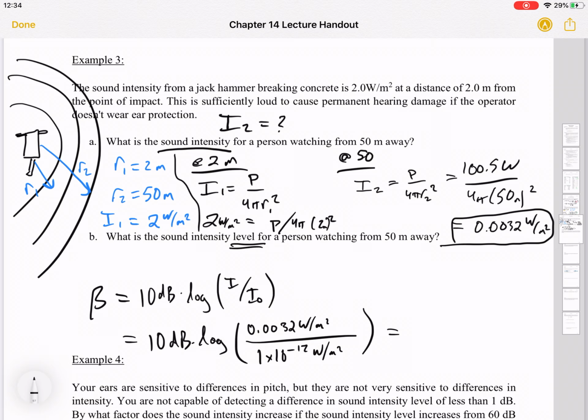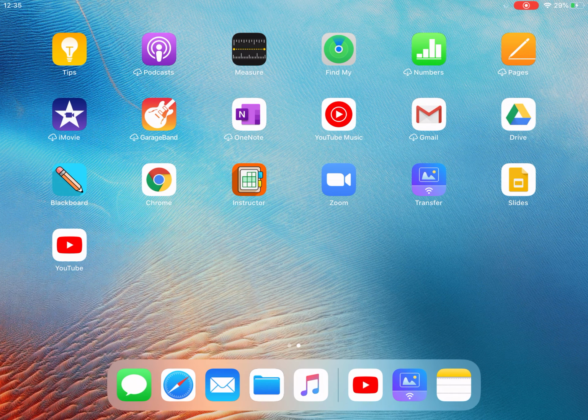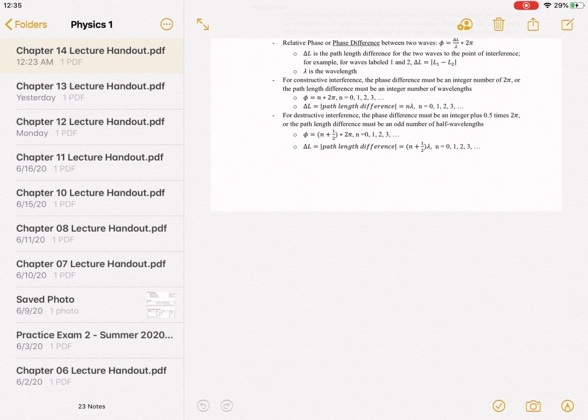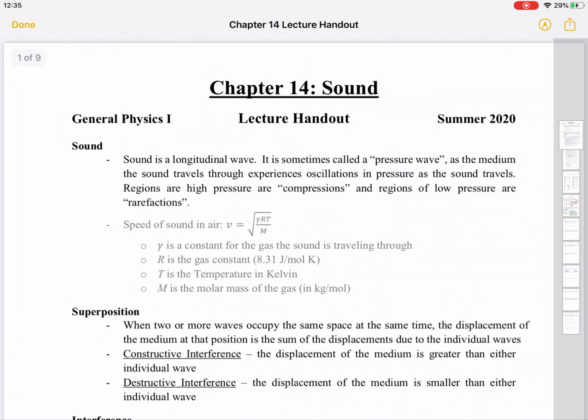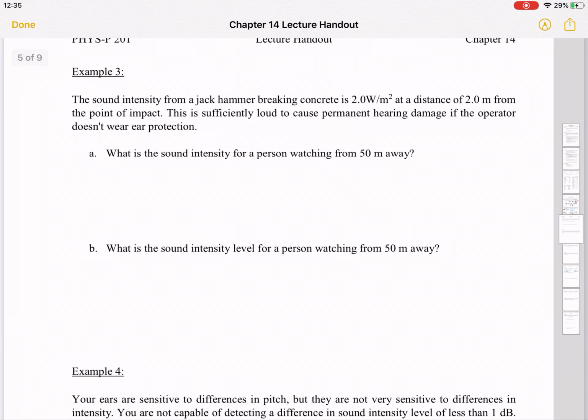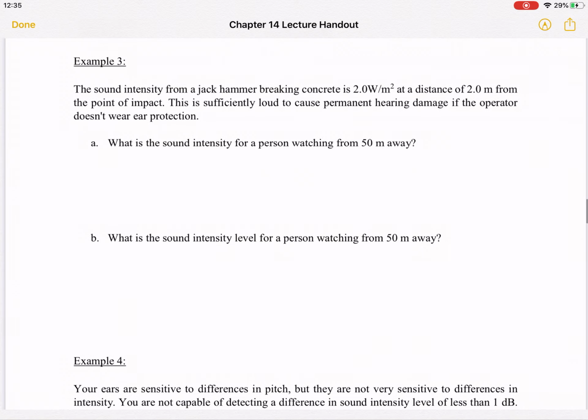Okay, so what I get for this is 95 decibels. So it's still pretty loud, right? But it's not past the threshold of human hearing. Looks like I lost everything I just did. It's fine. Not a huge deal.